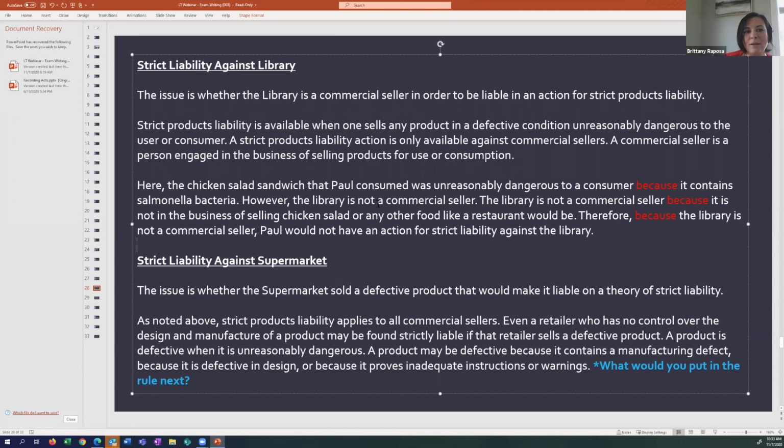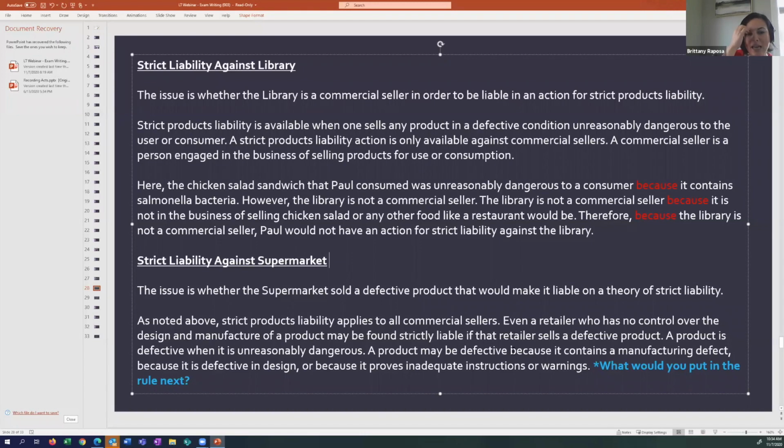And so something this example does not do, right, is mix a bunch of issues together. It also needs to talk about strict liability for the supermarket, but it does so in a completely separate way, right? A separate heading, it's a different issue. It interjects a similar rule, but a different party. So it's very neat and organized for me.